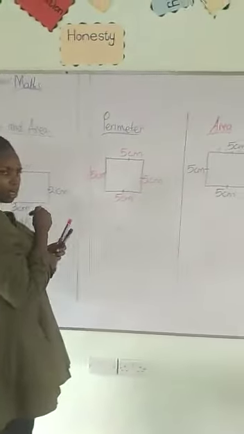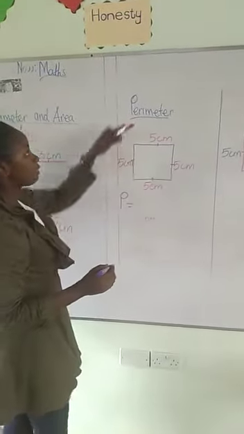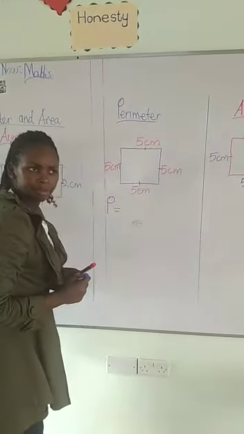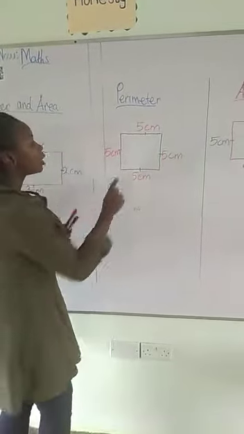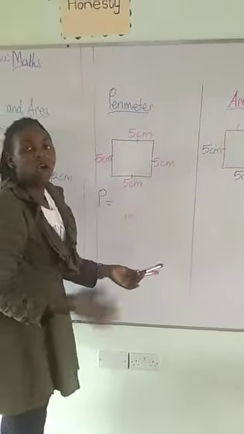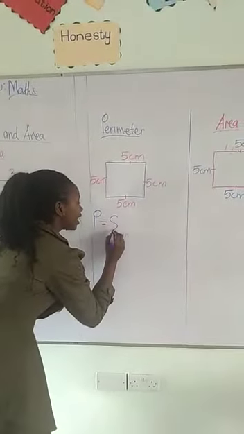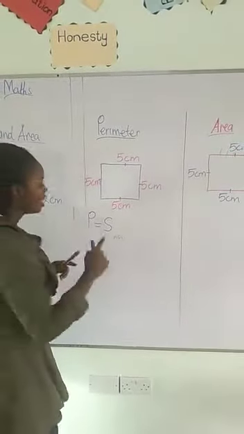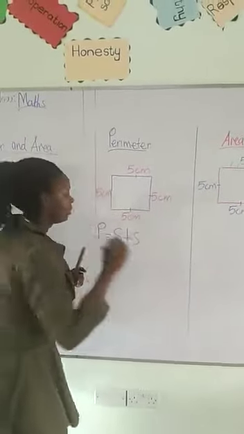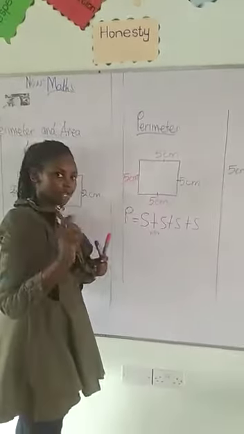Is it different from a rectangle or not? Let's see. Our perimeter is, I'm putting P because P represents perimeter. Will I say length times width? No. Why? Because a square doesn't have a longer side and a shorter side. All sides are equal. So what do I use? I use S to represent side. Side plus side. How many sides does it have? 4. Plus another side plus another side. That's how I'm finding my perimeter.